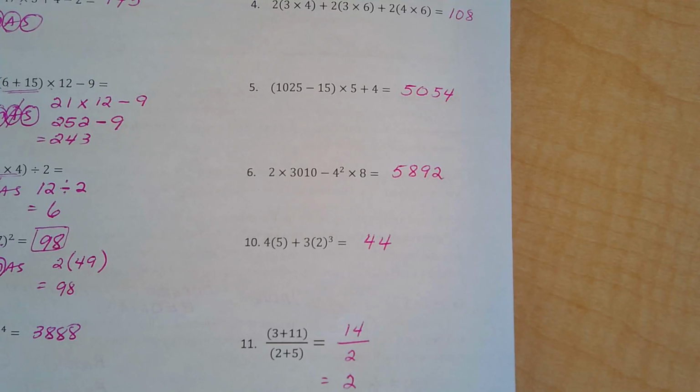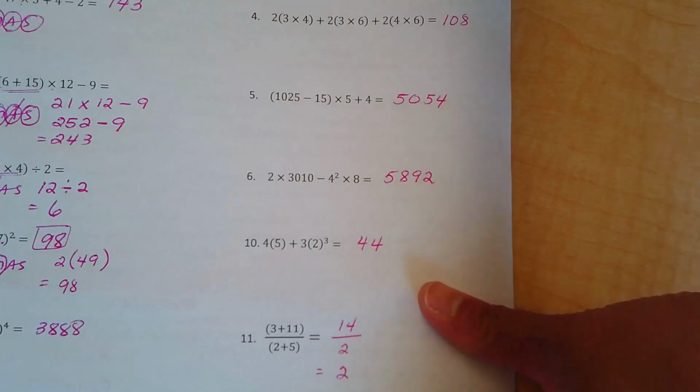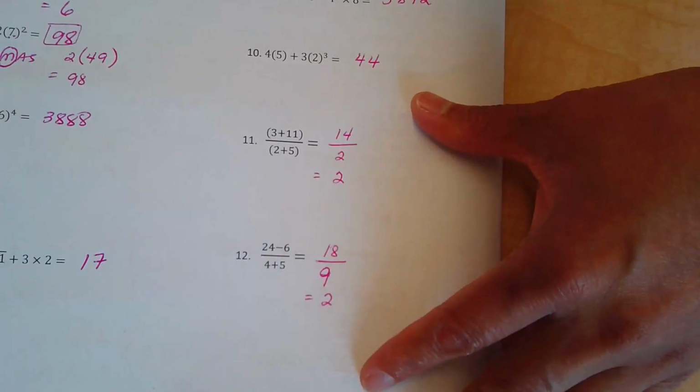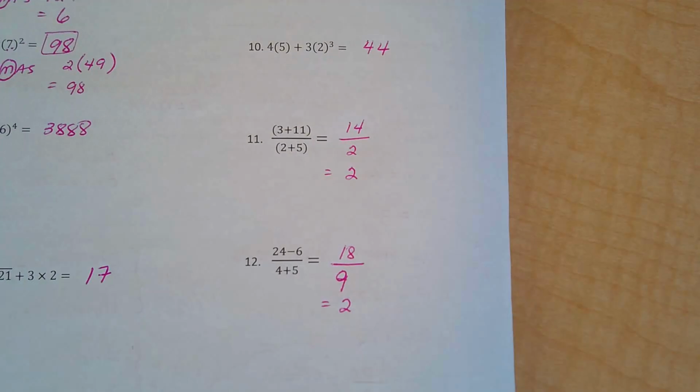Question number 12, it's a fraction. Similar to question 11, the very first thing is you work out the top, which is the numerator. You work out the bottom, which is called the denominator. And then once you have those numbers worked out, then you can go whatever the top number is divided by the bottom number, which is 2. Okay? Which is 2. That's good?